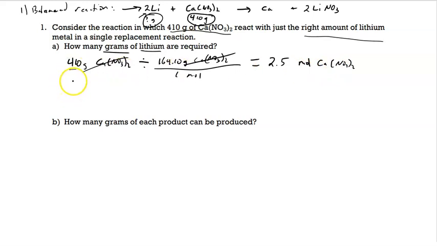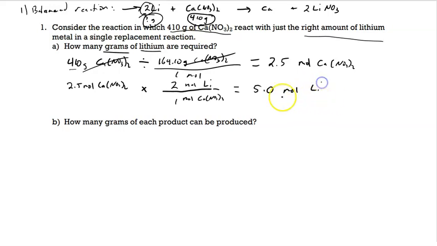So I'm going to multiply by my mole ratio for calcium nitrate to lithium, which is a 1:2 ratio. So we'll write this out. So 2.5 moles Ca(NO3)2 times, let's set up my ratio, moles of calcium nitrate on the bottom, because that's our starting quantity, and moles of lithium on top, because that's the number I'm trying to calculate. Lithium has a 2, calcium nitrate a 1. So 2.5 times 2 over 1 gives me 5.0 moles of lithium, right?